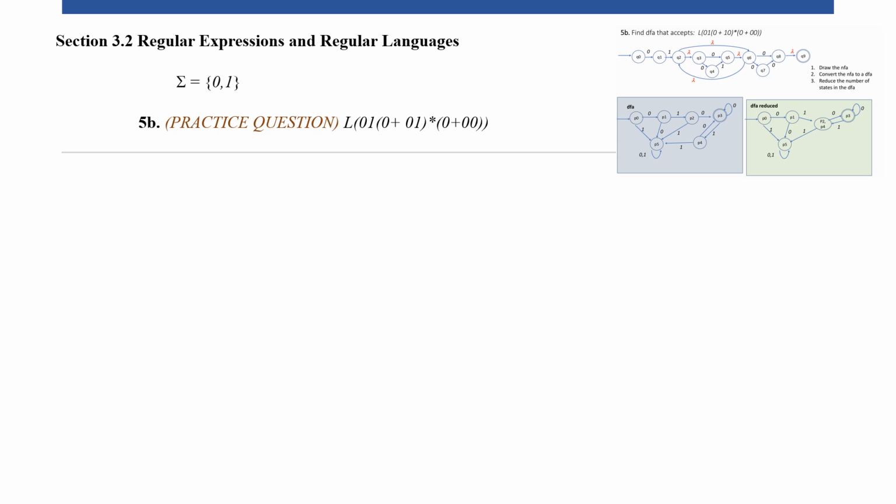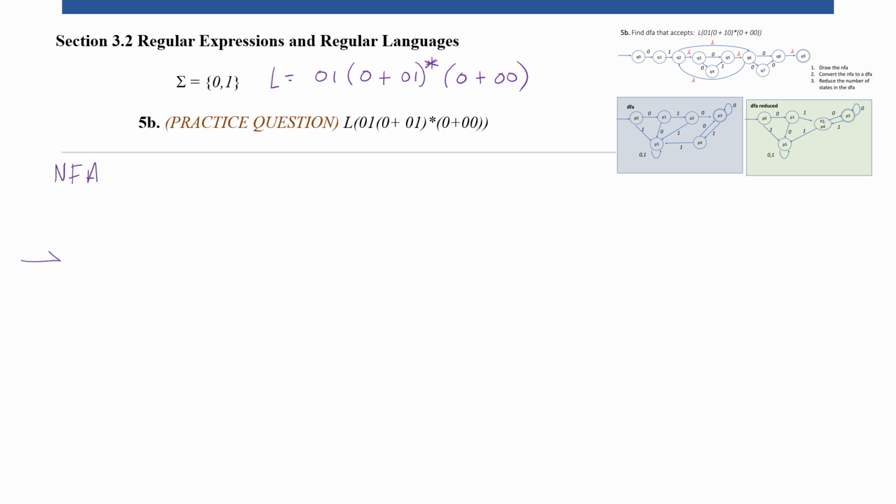So first we're going to understand our language. What is our language? We have a 0 and a 1, followed by a 0 or a 0, 1, any combination. And then at the end, we have either a single 0 or a 0, 0. All right, so I'm going to start out my NFA. The first step is to draw the NFA.